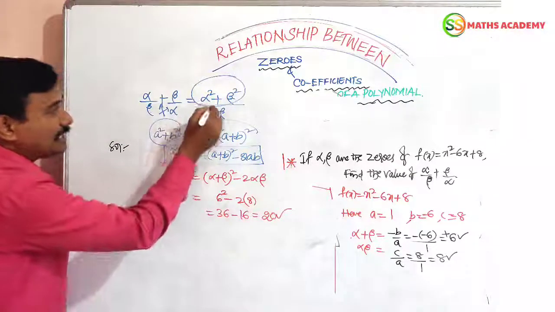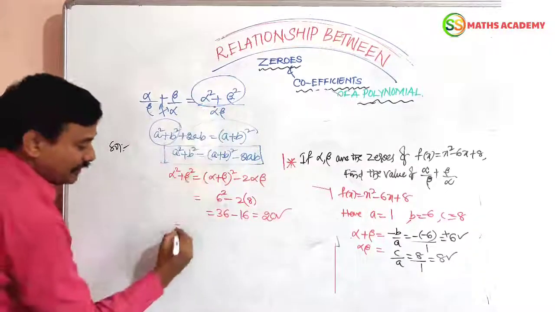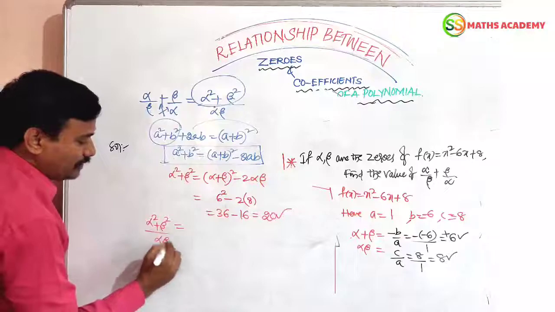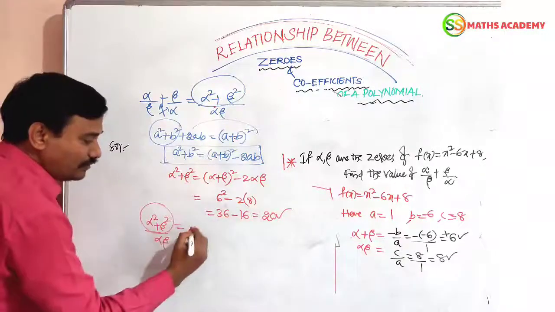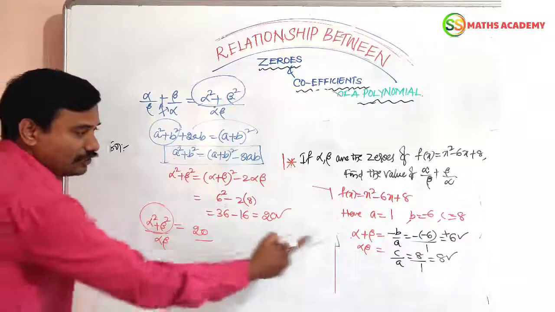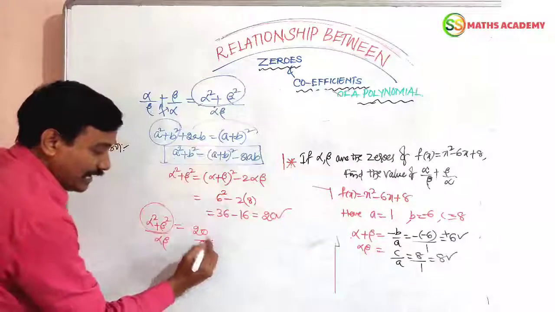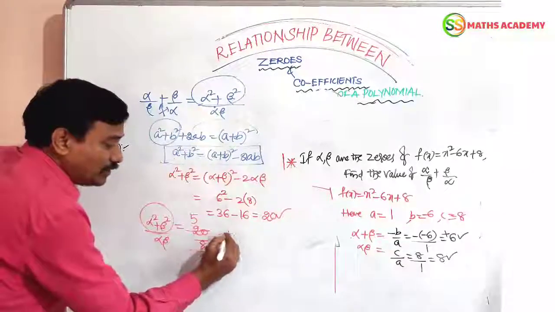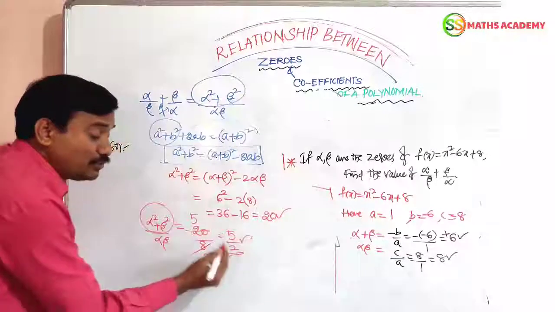Now let us come to here. Alpha square plus beta square by alpha beta. This value we have already found, now 20. Alpha into beta is nothing but 8. Again substitute. 4 twos are 8, 4 fives are 20. Your answer is 5 by 2, dear friends.